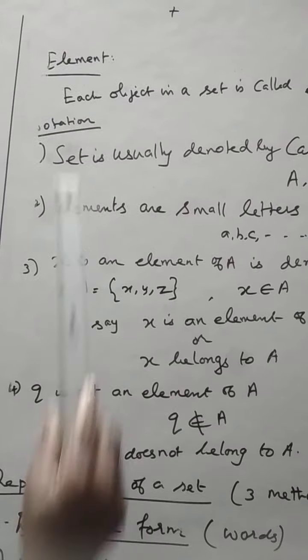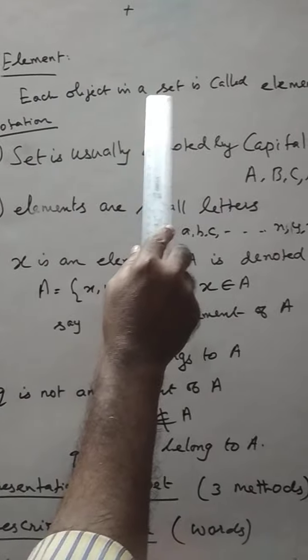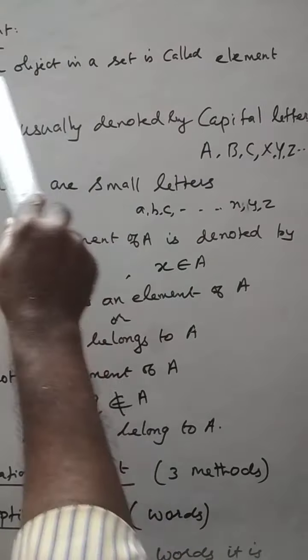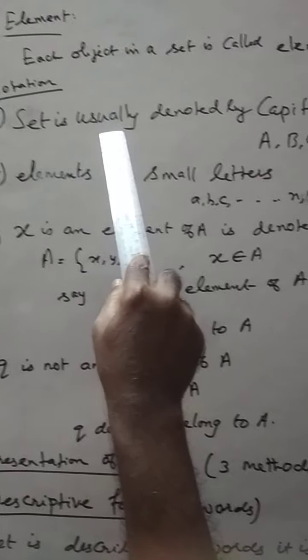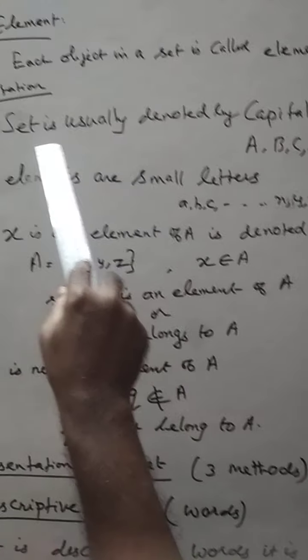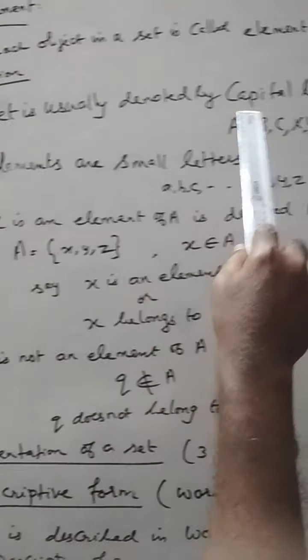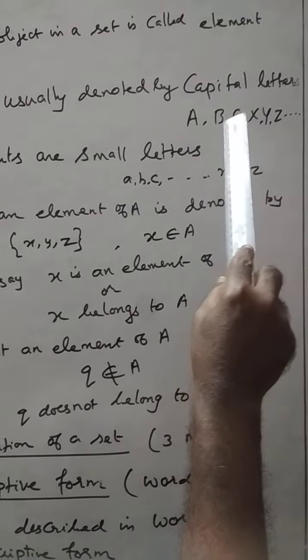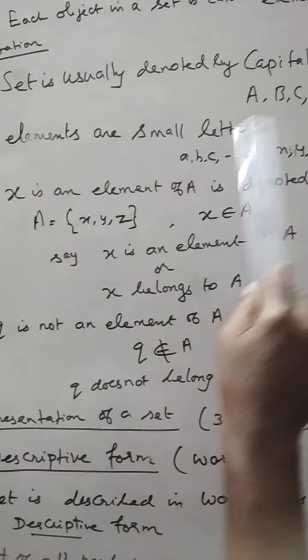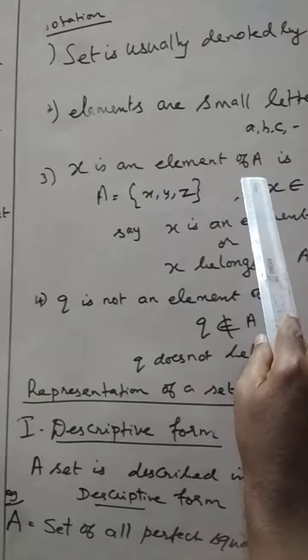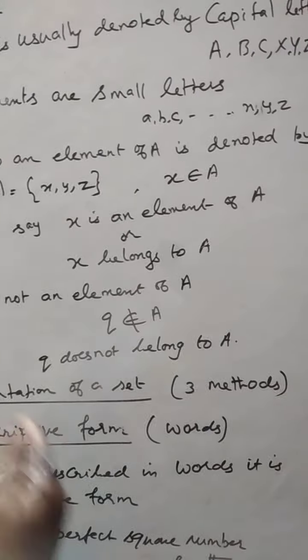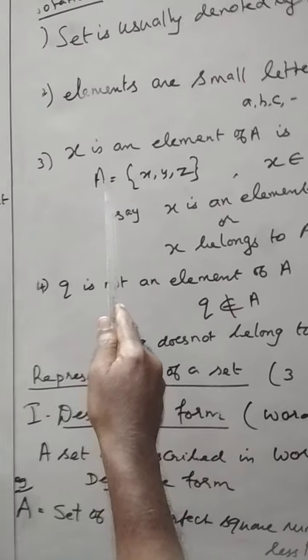Then element, we will define element. Each object in a set is called an element. Notation: a set is usually denoted by capital letters A, B, C, X, Y, Z, etc. Elements are small letters a, b, c, x, y, z, etc. In set A, there are 3 elements X, Y, Z.